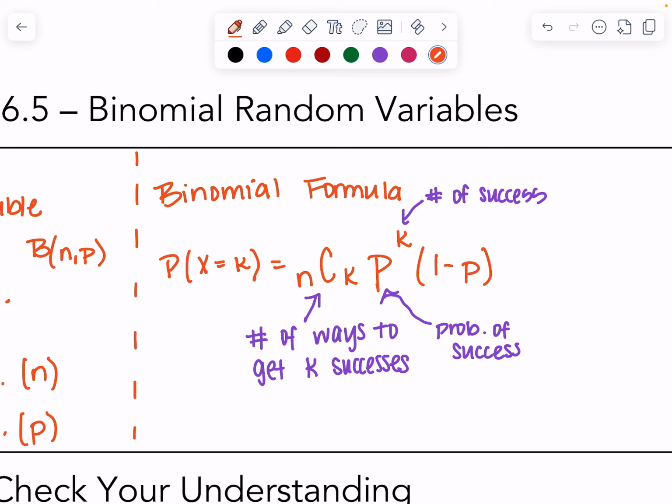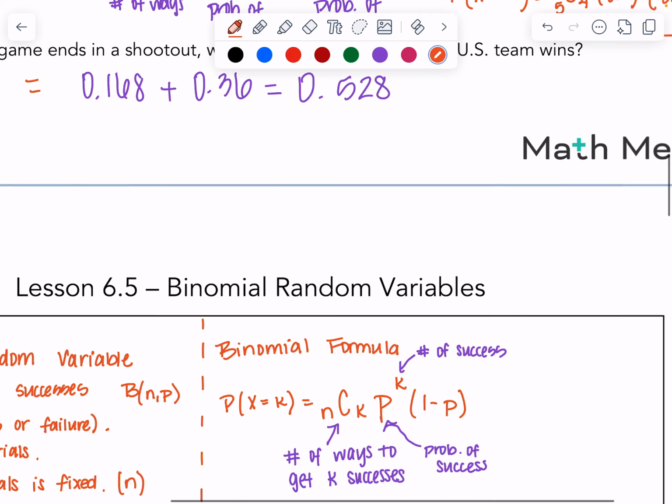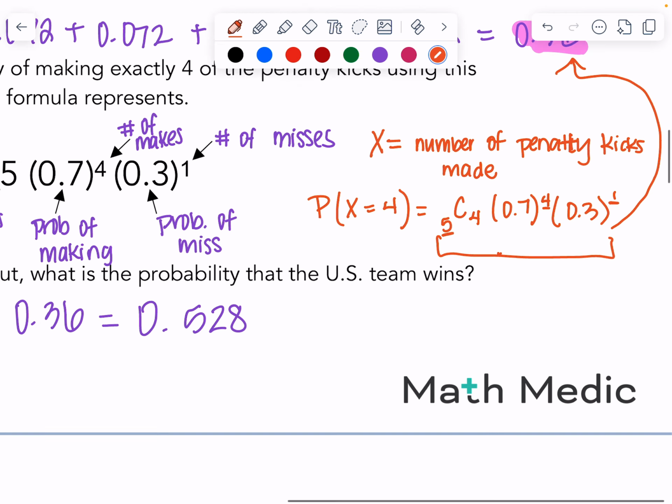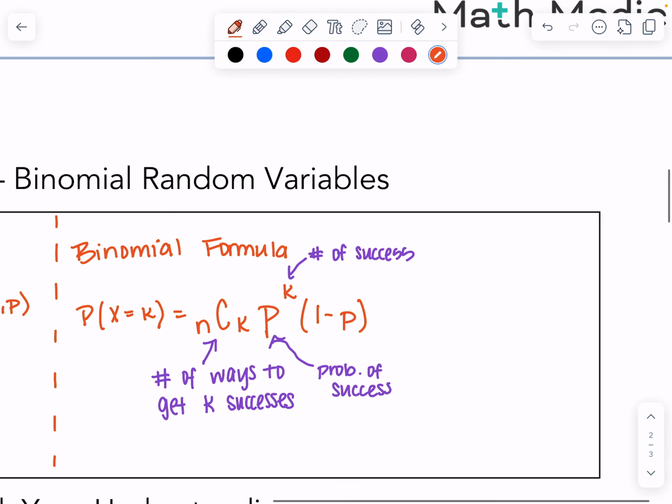And then how do you get the number of failures? Well, the number of failures, remember, let's go up here. The number of failures was 1 in our case. The number of successes was 4. And those two numbers add up to 5. So if you do 5 minus the total number of trials you have, so if you do 5 minus 4, that's how you get the 1. And so if you do n minus k, or 5 minus 4, that represents the number of failures.